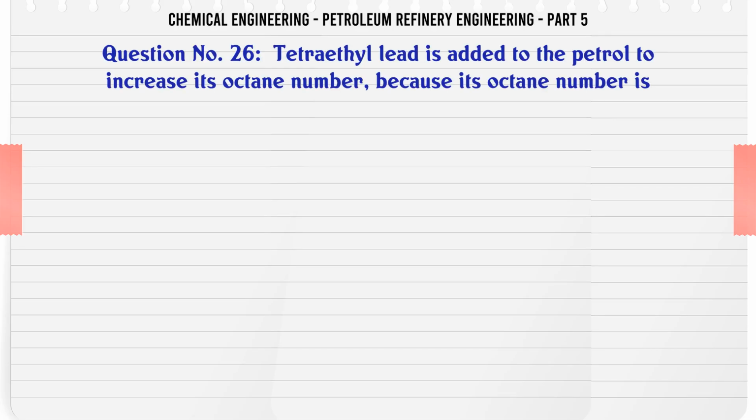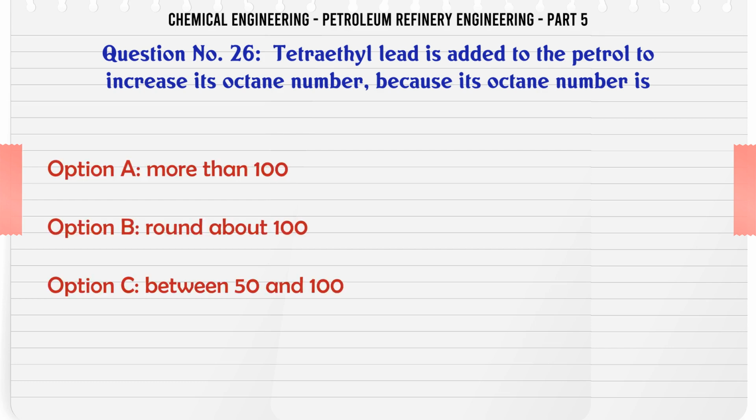Tetraethyl lead is added to the petrol to increase its octane number because its octane number is A. more than 100. B. round about 100. C. between 50 and 100. D. less than 25.